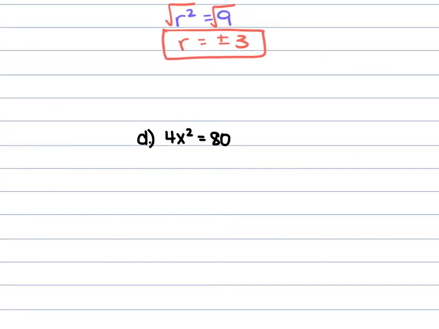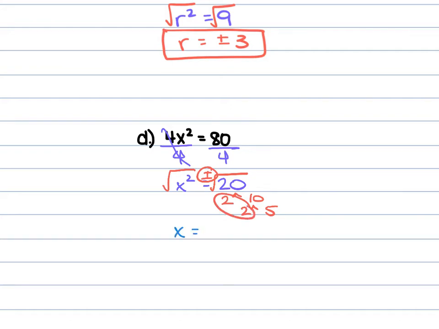For D, we have 4x squared is equal to 80, so we're going to divide each side by 4. So x squared is equal to 20. We take the square root of both sides. We remember that plus or minus is going to go in front of our answer. That 20 is 2 and 10. The 10 is 2 and 5. So those two 2's pair up. We're going to have x is equal to plus or minus 2 square root 5.